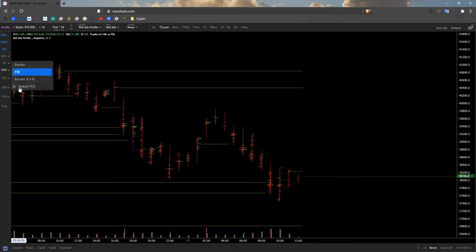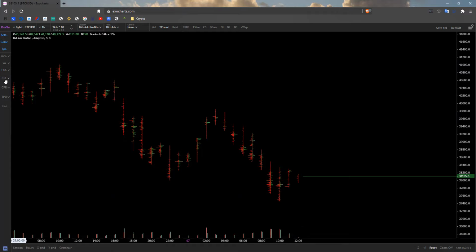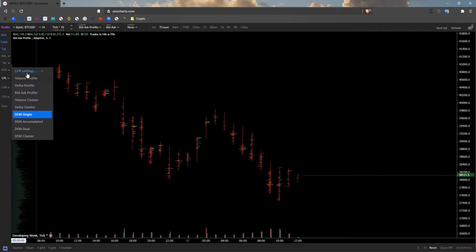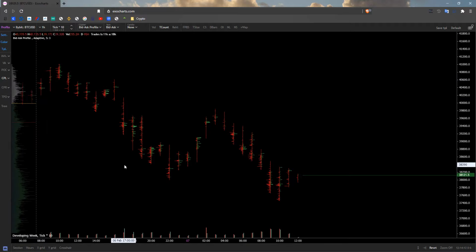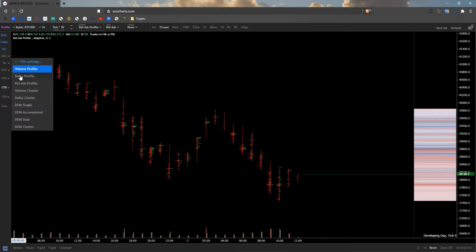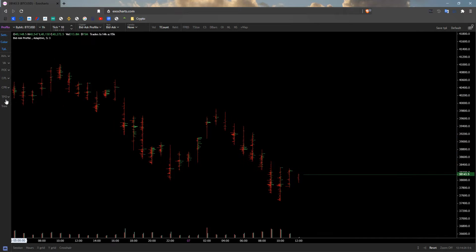Let me turn this off. We've got the composite profile left and right, which are the same exact things, only one takes up the left side of the space and one takes up the right. Let's go to Delta Cluster. Turn this on. So we're looking at the right side and the left side. They both have the same options. You can put each tool on whatever side you want. And there's all sorts of stuff. You can do the Delta profile, BidAsk profile, the DOM, things like that.